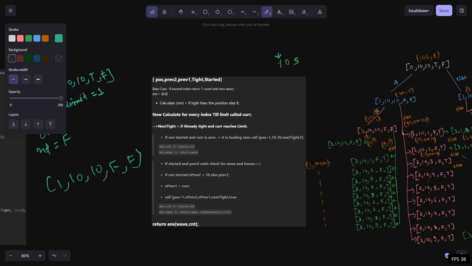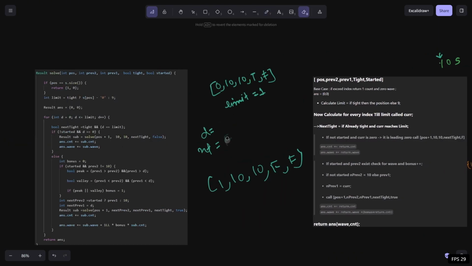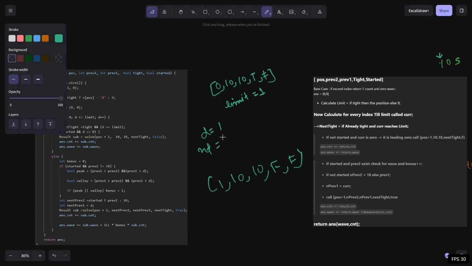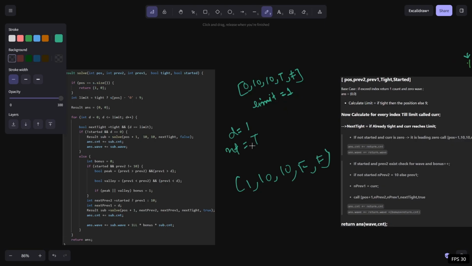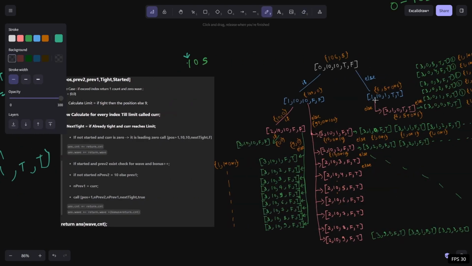And at d equal to 1, what we're going to do: d equal to 1 switches the limit, so next tight is going to become true. It's already tight and it switches the limit, so next tight becomes true. And it isn't 0, so bonus equal to 0. So is it started? No, it hasn't started yet because we got started as false. And is next previous two started? No, so next previous two becomes 10 and next previous one becomes 1. Okay, so now we call position plus 1, next previous two becomes 10, next previous one becomes 1, next tight becomes true. And as it started, yes, it started, we got 1 as next previous. So 1 10 1 true true. Okay, so we called 1 10 1 true true here.